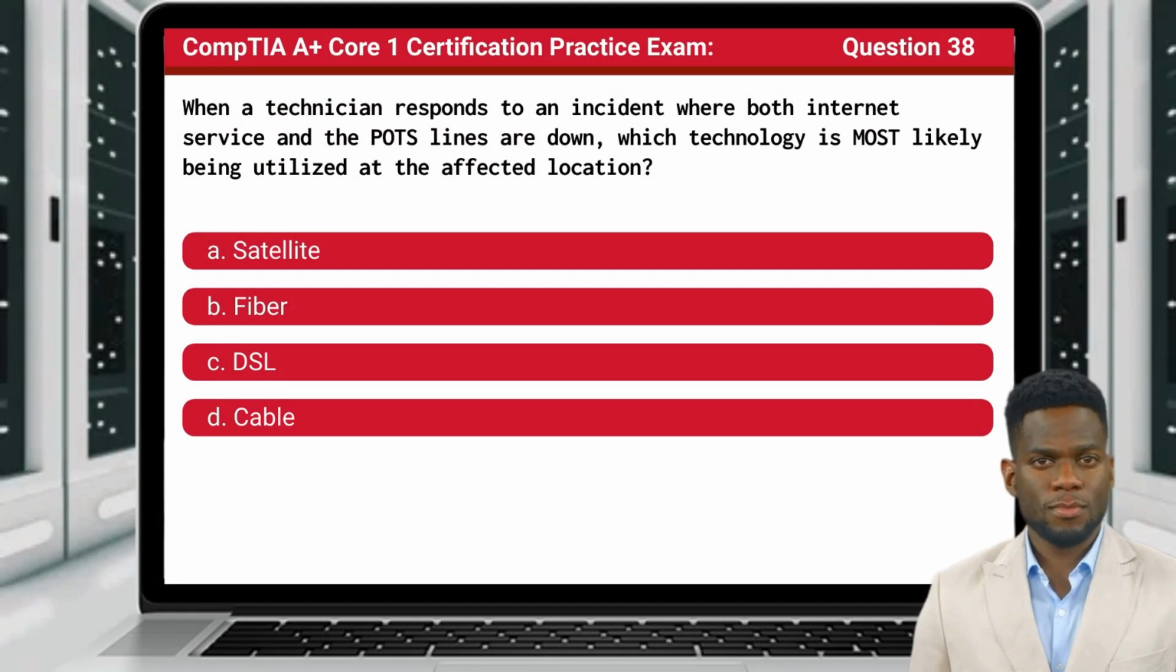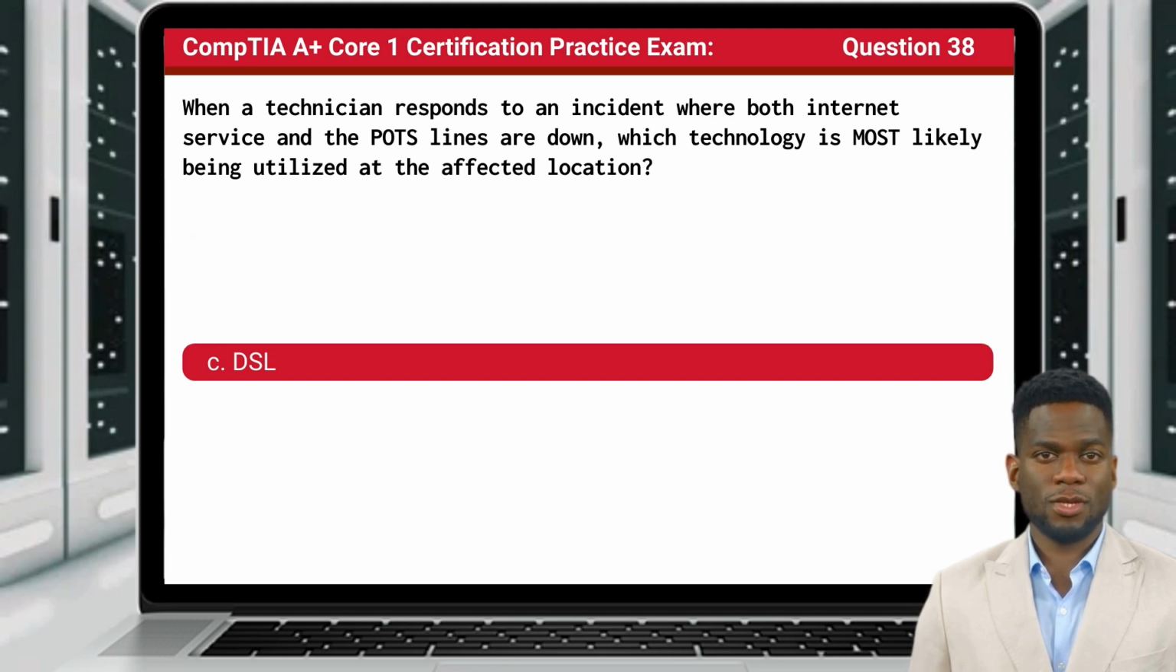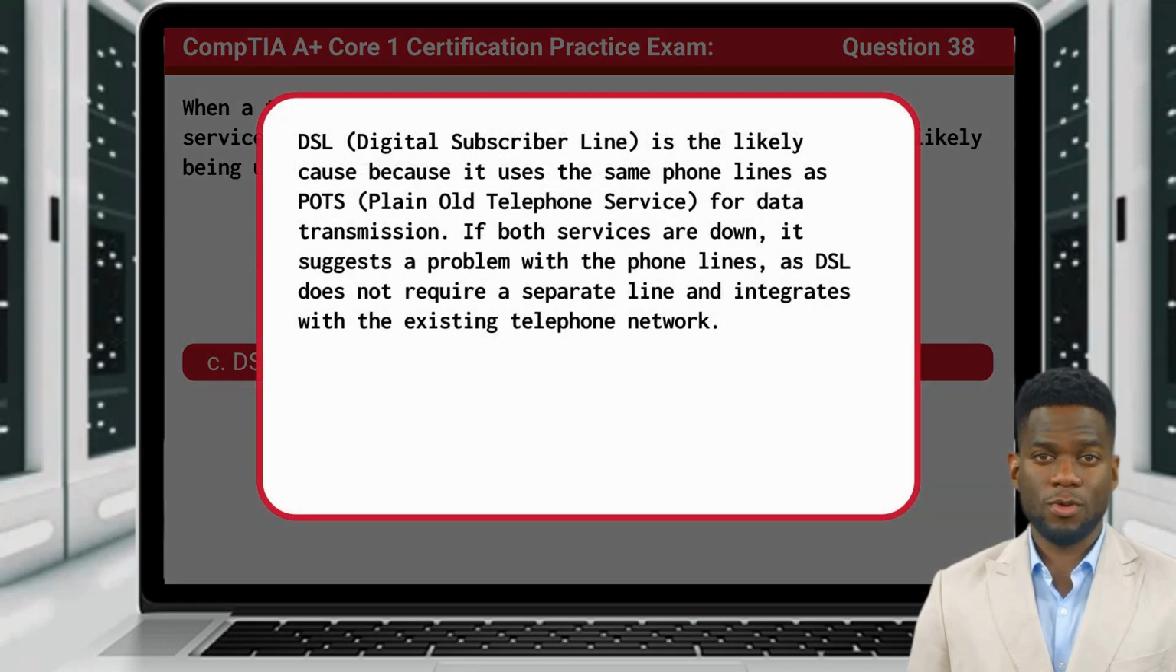Question 38. When a technician responds to an incident where both internet service and the POTS lines are down, which technology is most likely being utilized at the affected location? The answer is C. DSL. DSL is the likely cause because it uses the same phone lines as POTS for data transmission. If both services are down, it suggests a problem with the phone lines, as DSL does not require a separate line and integrates with the existing telephone network.